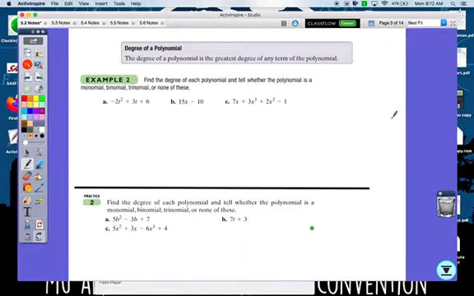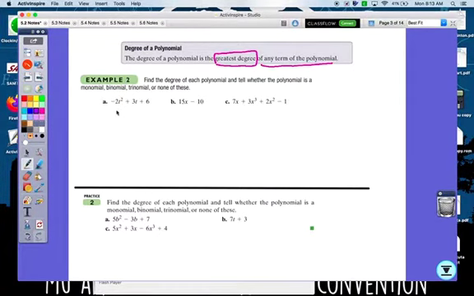All right, now the degree of a polynomial is: you do each individual term, and then whichever term gives you the greatest degree, that is the degree of the polynomial. So you do each individual term, and then whichever one's the highest. So going through here, this one says find the degree, and then tell whether it's a monomial, binomial, trinomial, or none of these.